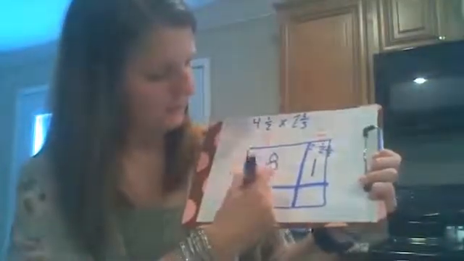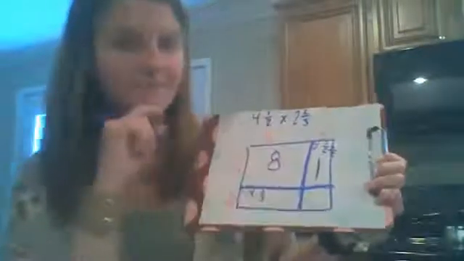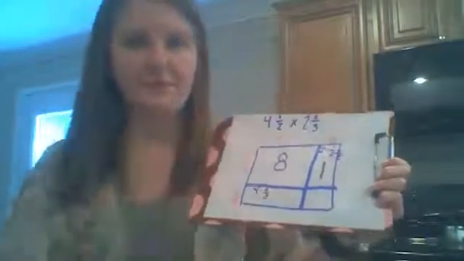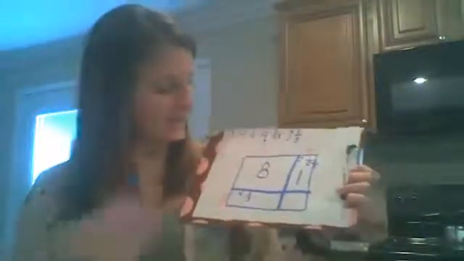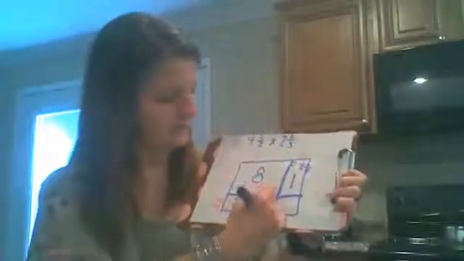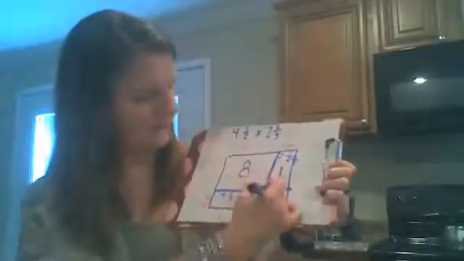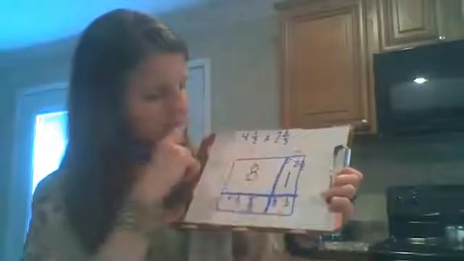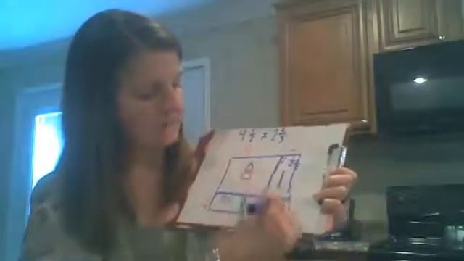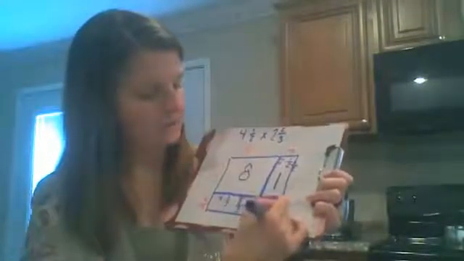All right. So here we've got 4 times 2/3. That'd be 2/3, 4/3, 6/3, 8/3. And then here we've got 2/3 times 1/2. That equals 2/6.